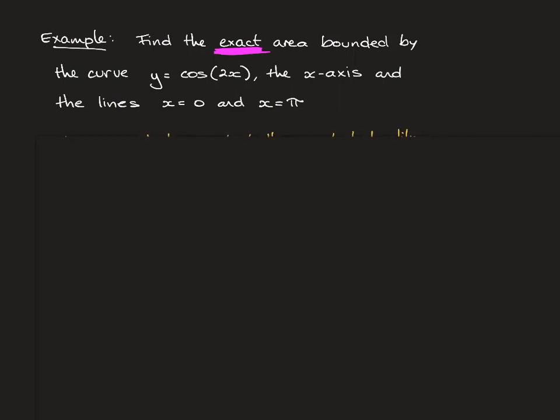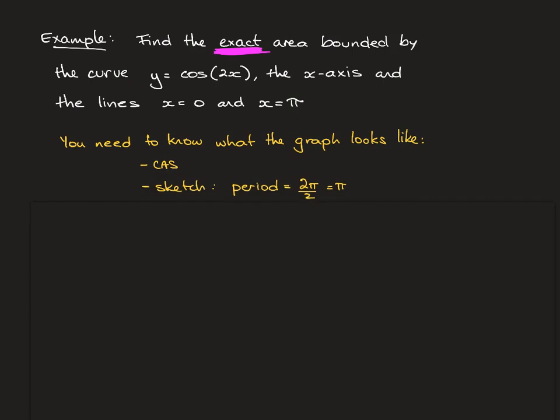Right, so the very first thing we need to do is you need to know what the graph looks like. So you can either use your CAS to sketch it, or you can sketch it using the fact that the period is going to be 2 pi on 2 because of this 2 here at the front, so 2 pi on 2. So our period is pi. It's a cos graph, so we can sketch ourselves up a very quick cos graph. It looks like that.